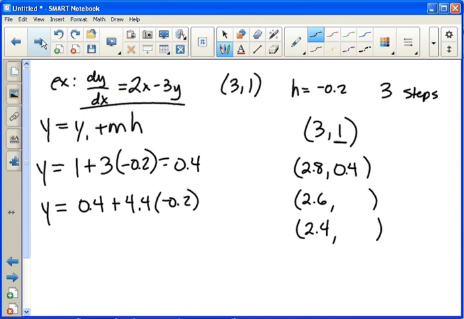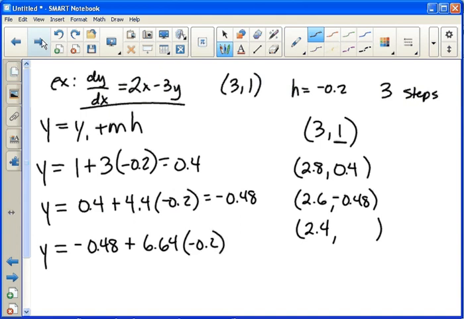And we just have one more step we need to do. We plug in our new y value, negative 0.48, plus our slope. So we have to plug 2.6, negative 0.48 into our differential equation. So 2 times 2.6 minus 3 times negative 0.48 gives us 6.64. And then we multiply that by h. We get negative 1.808. And that's our answer. So hopefully you can see that y equals y1 plus mh is a lot quicker.